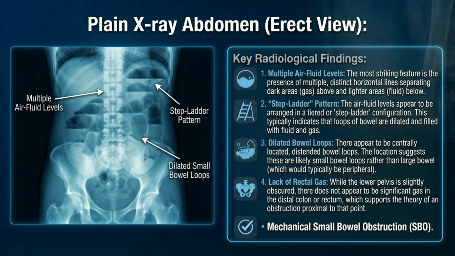This is a plain X-ray of the abdomen in an erect view. This plain X-ray abdomen, in an erect view, shows multiple air fluid levels and a stepladder pattern with dilated small bowel loops, suggesting a mechanical small bowel obstruction.